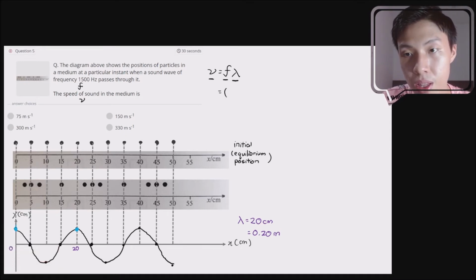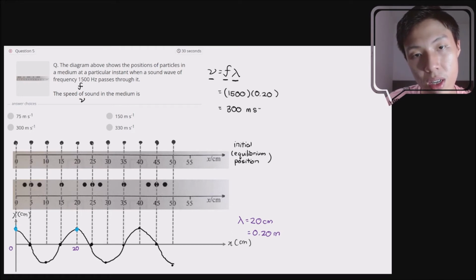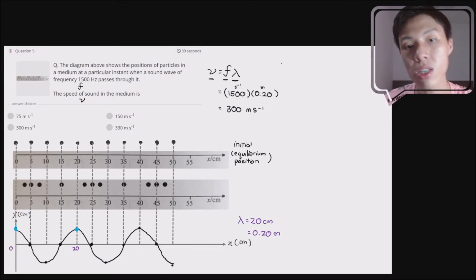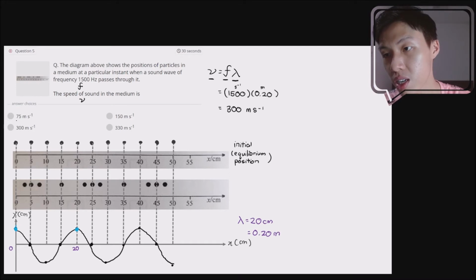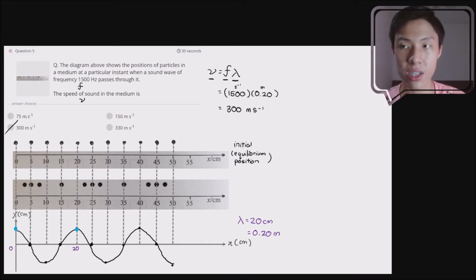Now if we substitute it inside here, we have 1500 hertz for our frequency and 0.20 for our wavelength. From there, we can determine our speed of sound to be equal to 300 meters per second. Frequency has a unit of per second, hertz is per second, wavelength is meter, so meter per second. So our answer will be this one over here. This is how we solve question 5, and how we plot a graph of displacement against distance for a longitudinal wave.